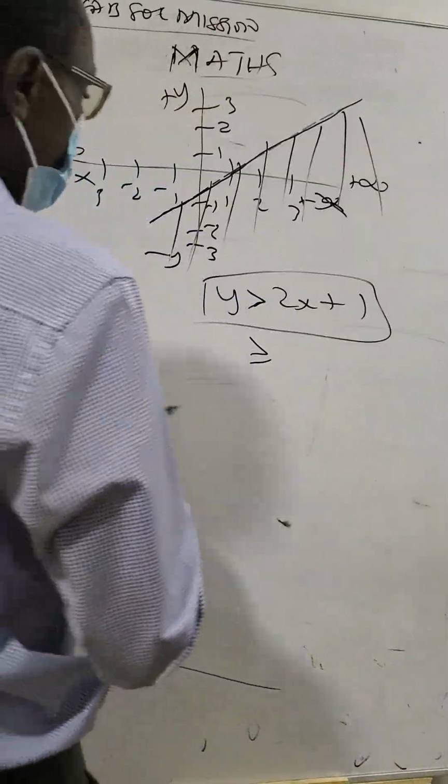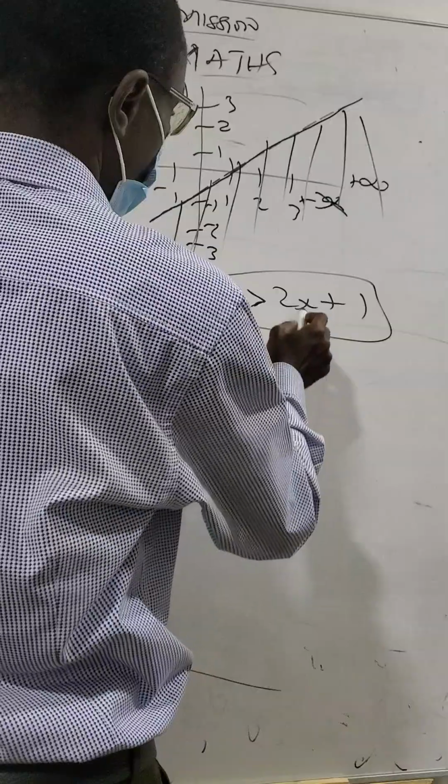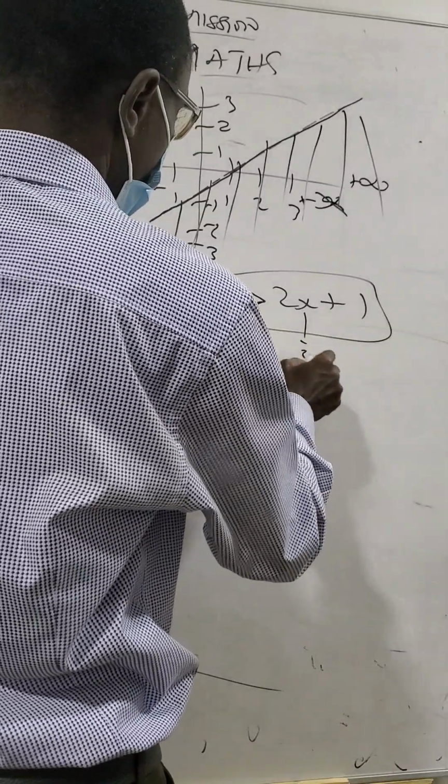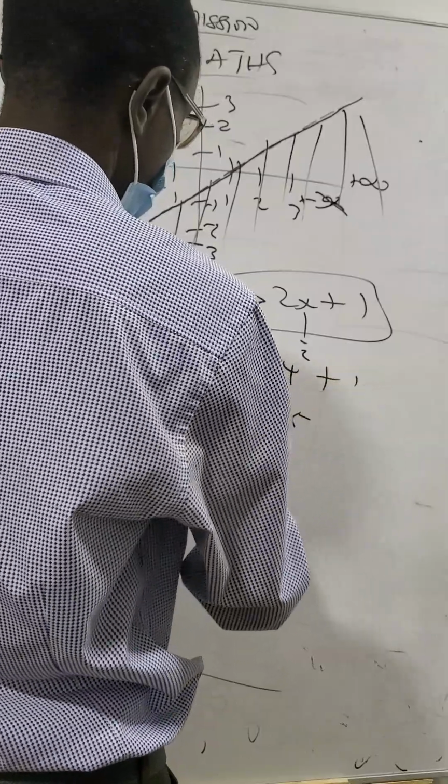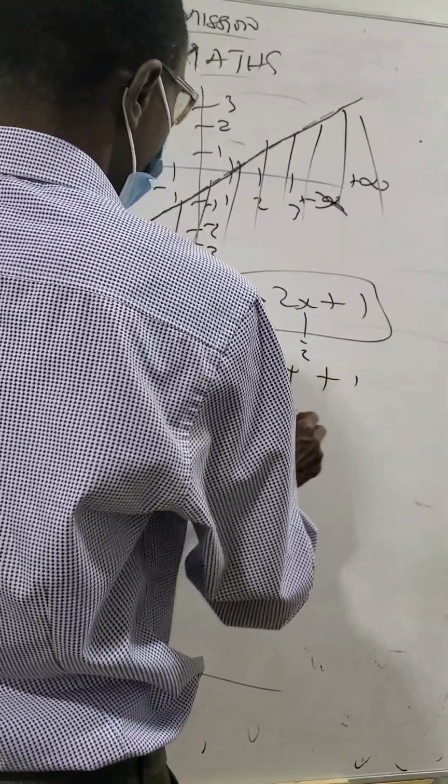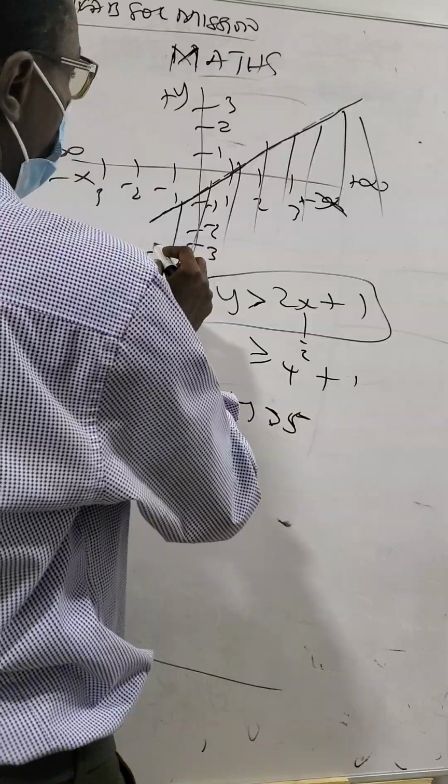So if you put in, let's say, x is 2, this becomes 4. 4 plus 1 is 5, so it means y is greater than 5. So we must make sure we understand why y is greater than 5.